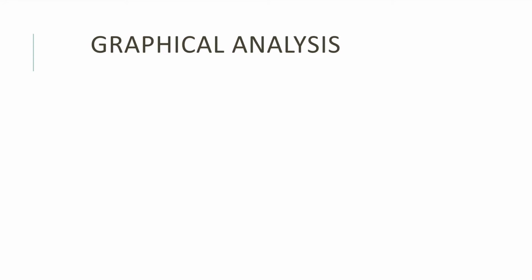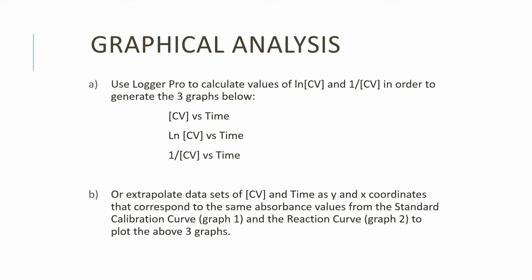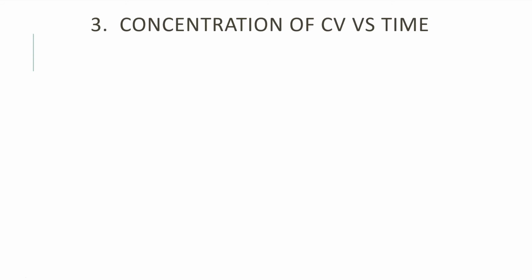Graphical analysis. Use Logger Pro to calculate values of the natural log of the concentration of Cv and 1 over the concentration of Cv in order to generate the 3 graphs of the following measurements. Or extrapolate data sets of the concentration of Cv and time as x and y coordinates that correspond to the same absorbance values from the standard calibration curve, graph 1, and the reaction curve, graph 2, to plot the above 3 graphs. 3. Concentration of Cv versus time.